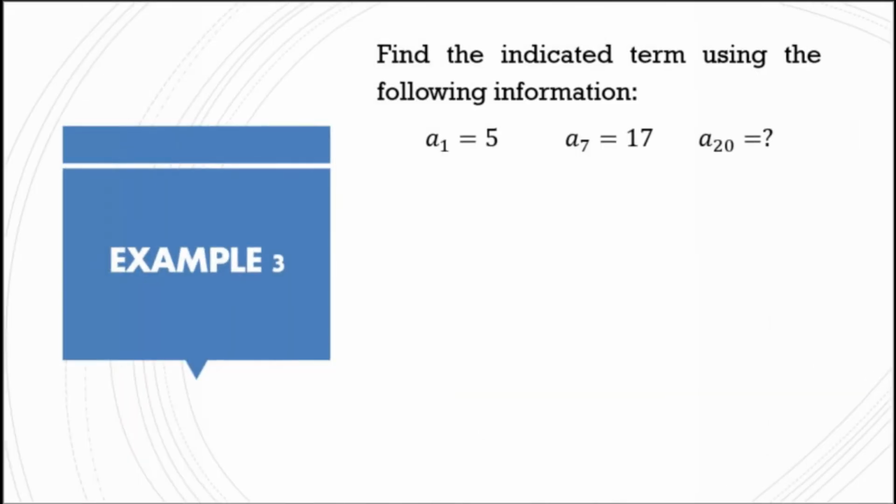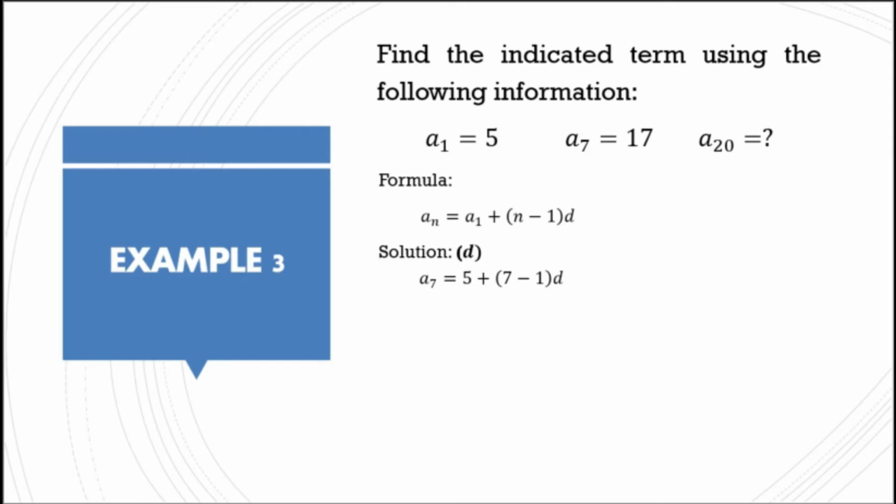Next, we proceed to example number 3. What if the given is like this? We need to find the indicated term using the following information. A sub 1 is equal to 5, a sub 7 is equal to 17, and a sub 20 is the unknown. Of course, for us to solve it, we will use the same formula, which is a sub n is equal to a sub 1 plus the quantity n minus 1 multiplied to d. But we need to solve for the value of d first in terms of a sub 1 and a sub 7.